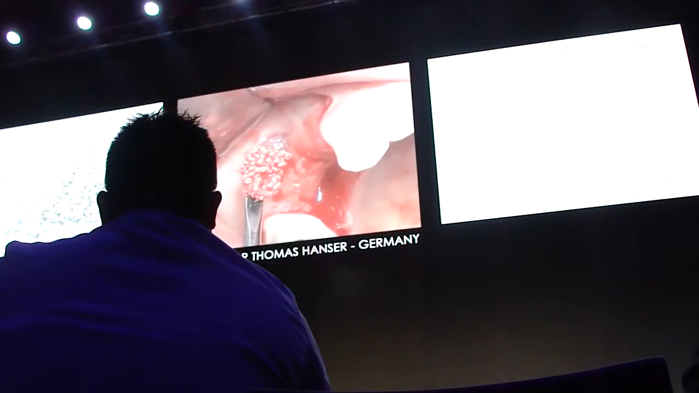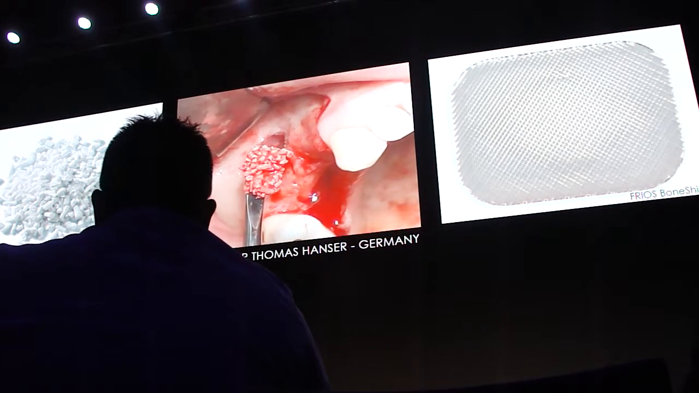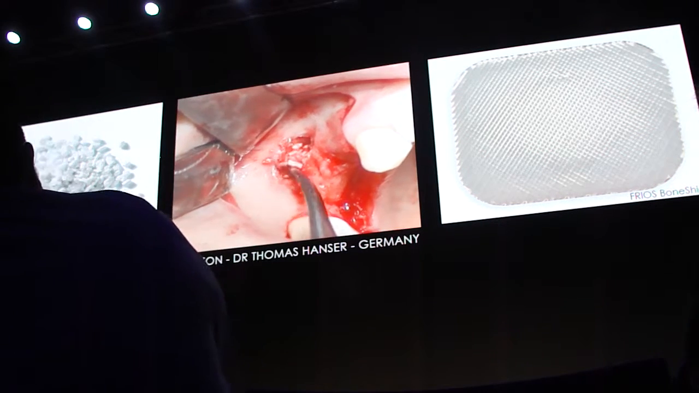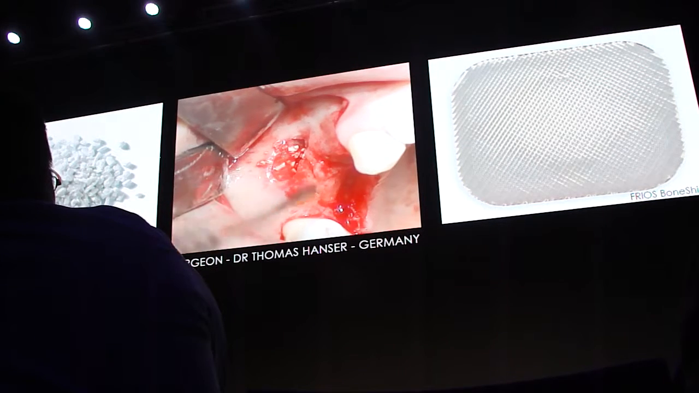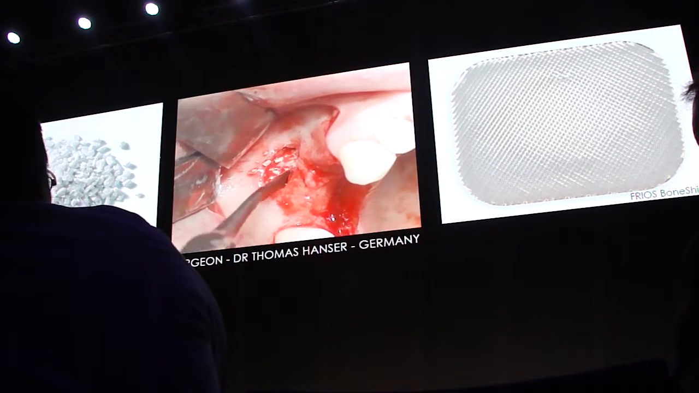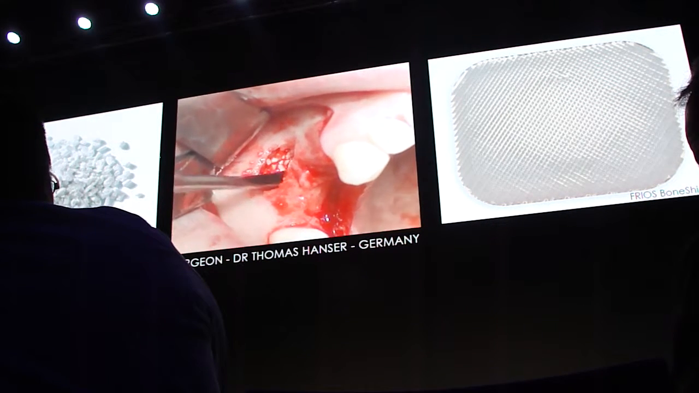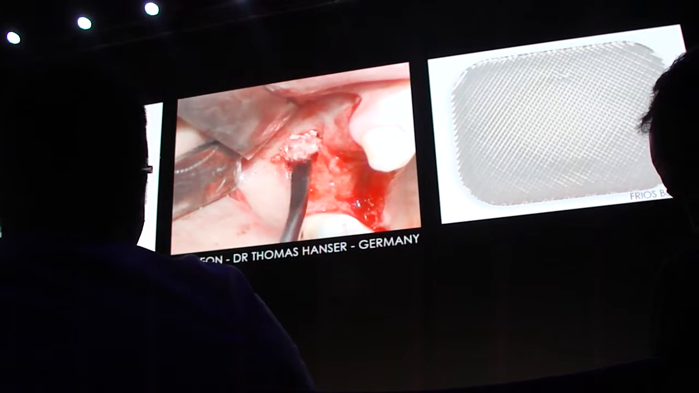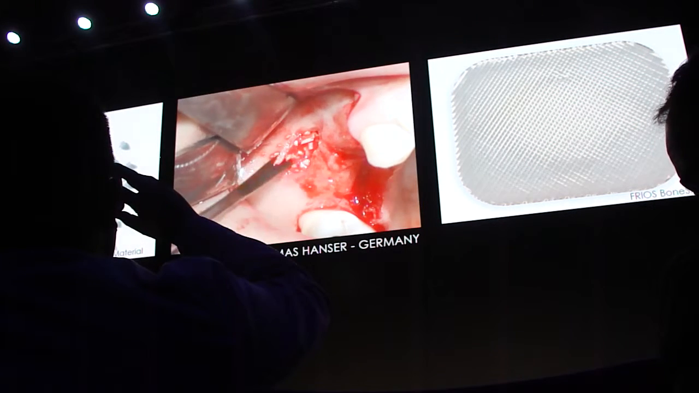So in those situations, we love to use the Algipore, which has been in clinical use for 30 years now. It is of plant origin and therefore finds a huge acceptance, a great acceptance in our patients. It is a very porous structure. It stimulates the ingrowth of cells and of blood vessels. It has a huge osteoconductive potential, and it stimulates new bone formation.